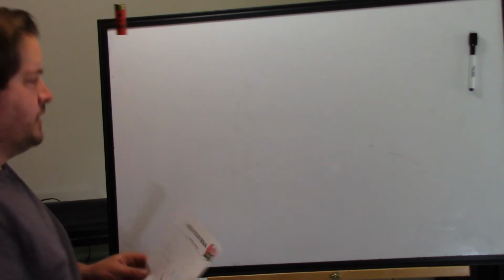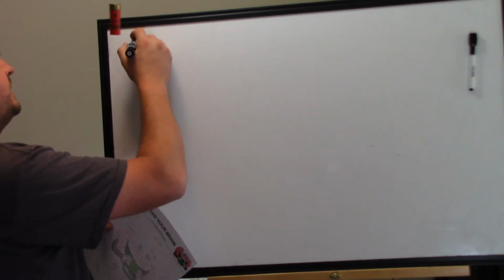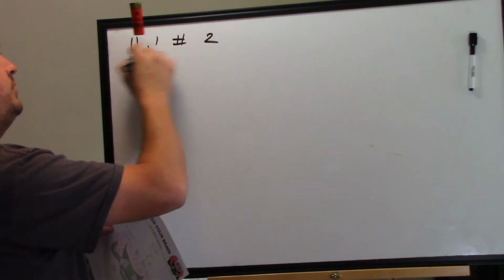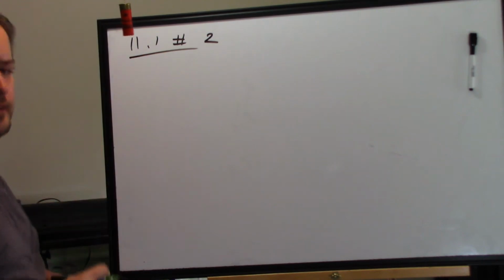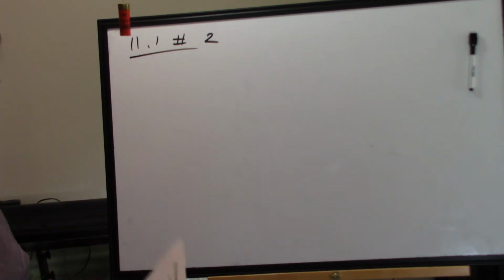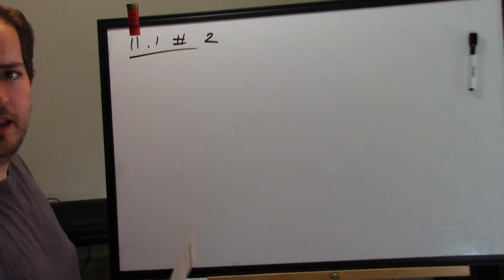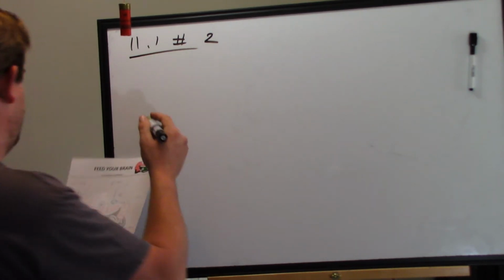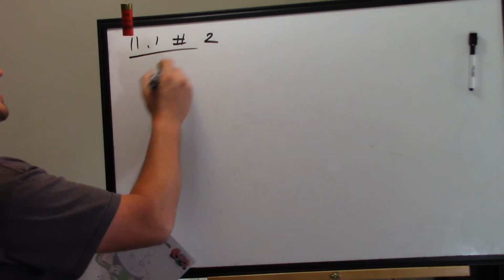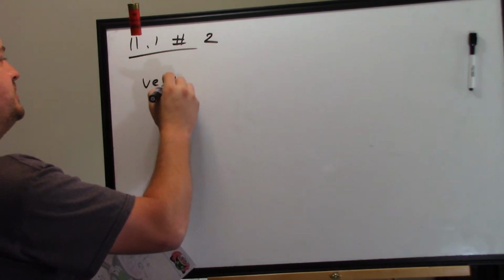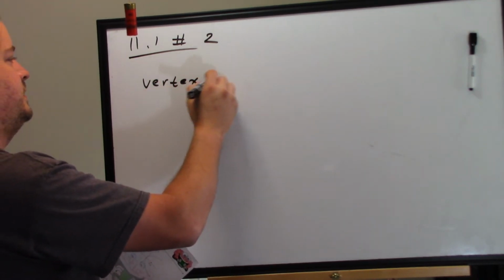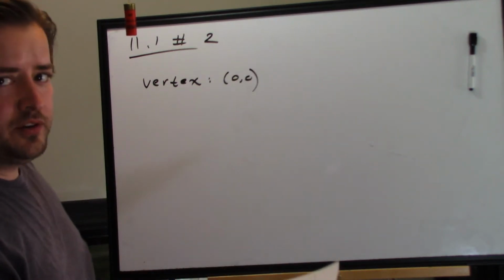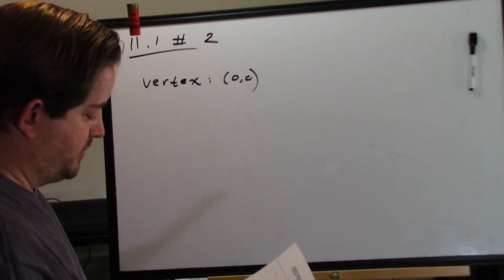Okay, so number 2, this is 11.1, number 2. We have a vertex for all of the problems in number 2. My vertex is at 0, 0. And then they give you some other information that you should be able to use to build the equation.